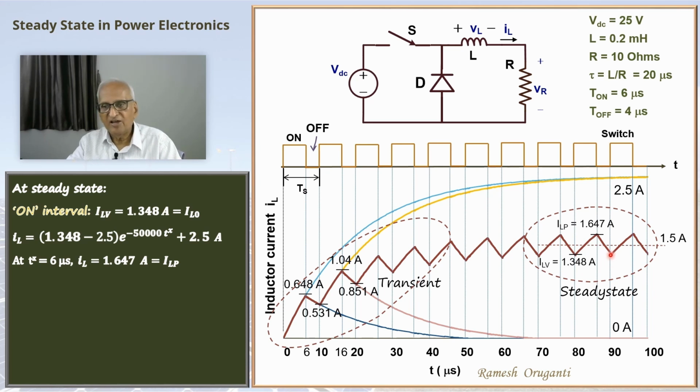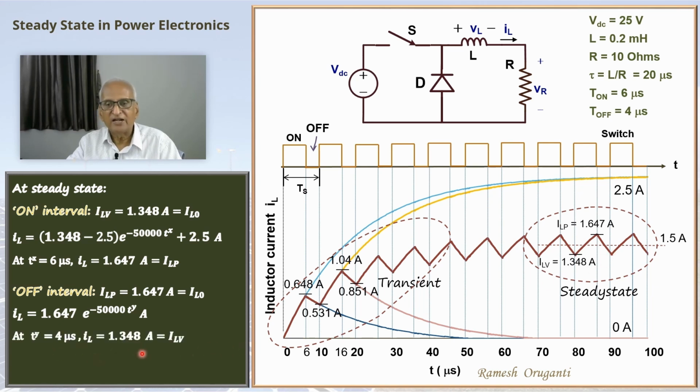So let me find the value of the inductor current at this instant. I can write the corresponding equation for that as 1.647, that is the starting initial current, e power minus 50,000 ty, where ty is the time scale starting from here. So I substitute that interval of 4 microsecond in order to find out this value. As you can guess, when I do that, I get back the same current, 1.348 amperes.